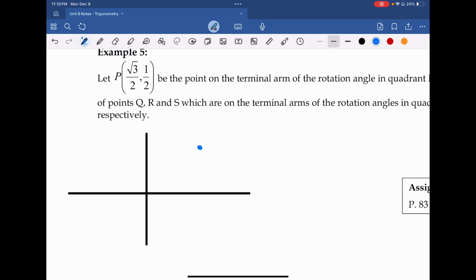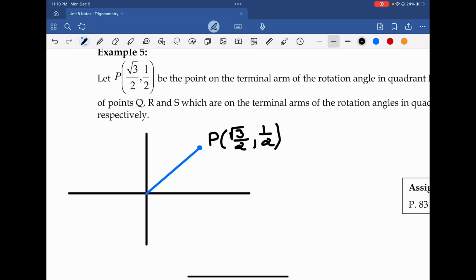So in this situation, I'm going to say, here's the point, and then I'm going to draw from the origin over to that point. There it is. Now, this point, let's make sure we write this in here, is indicated by P, which is located at (√3/2, 1/2).